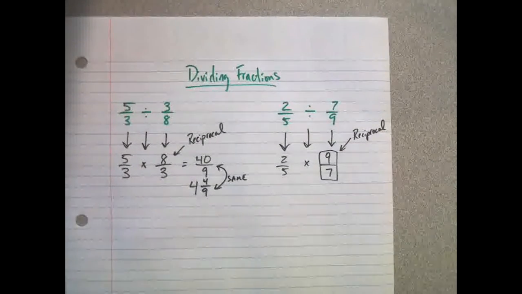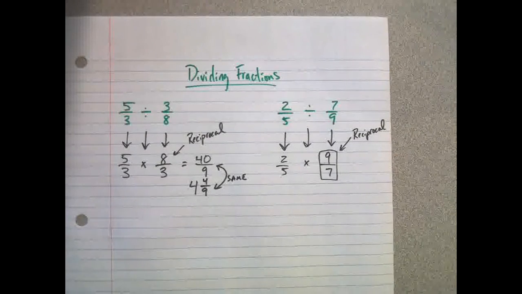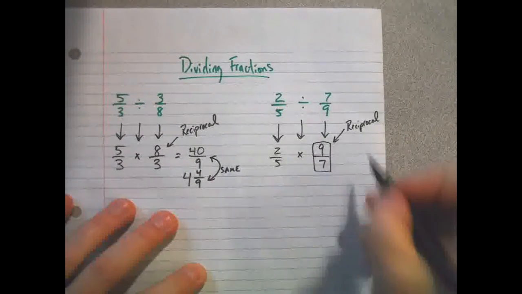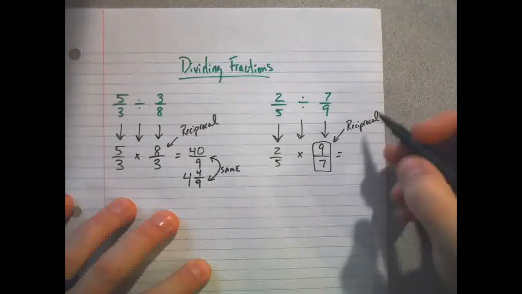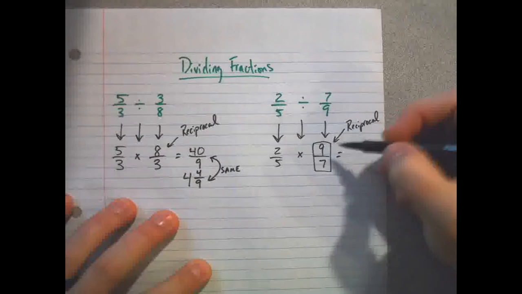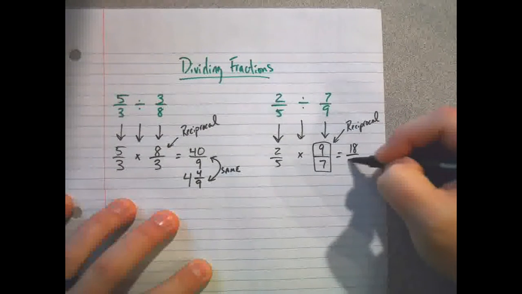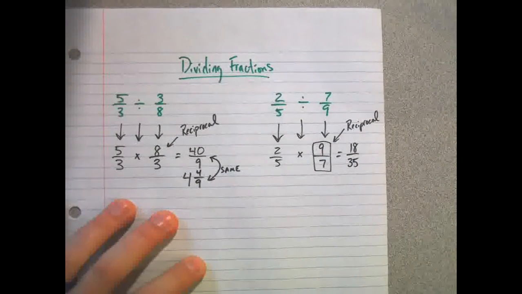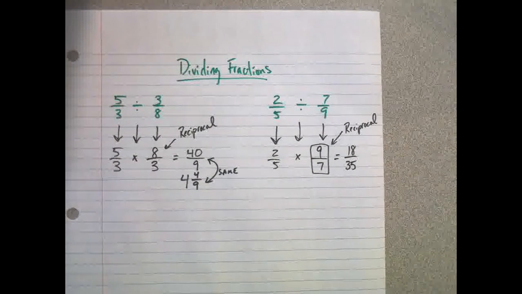You may hear this called the multiplicative inverse. That's like one of my favorite math words. I just like to say that. And then I just multiply across. Okay. So I get, what do I get? I get 18/35. And again, that cannot be simplified either.